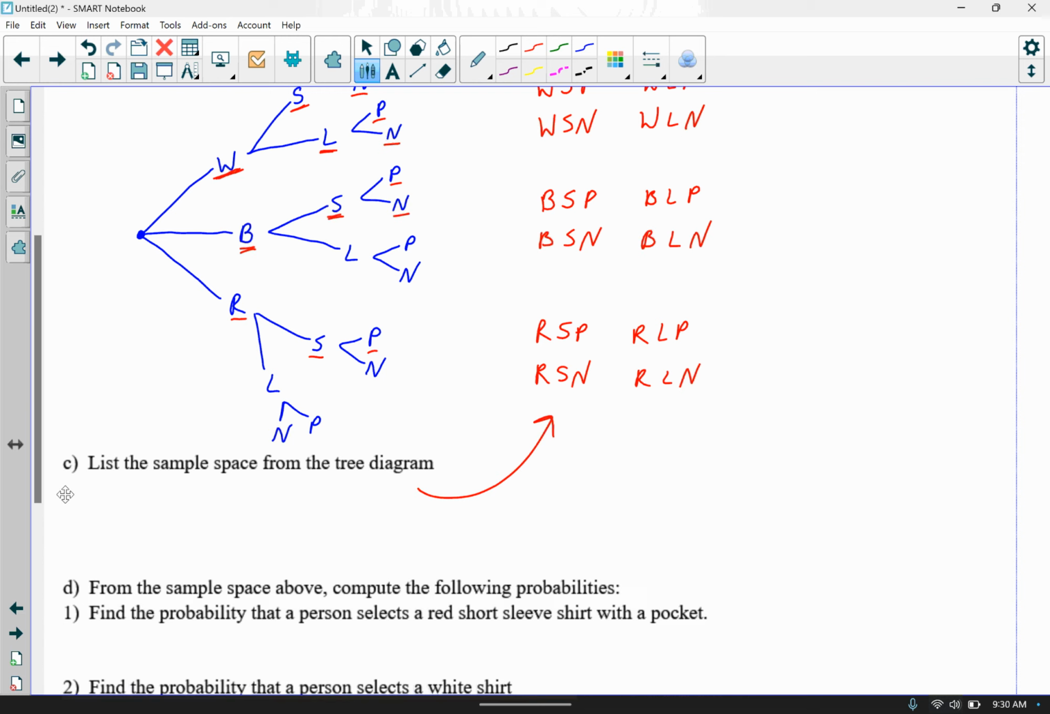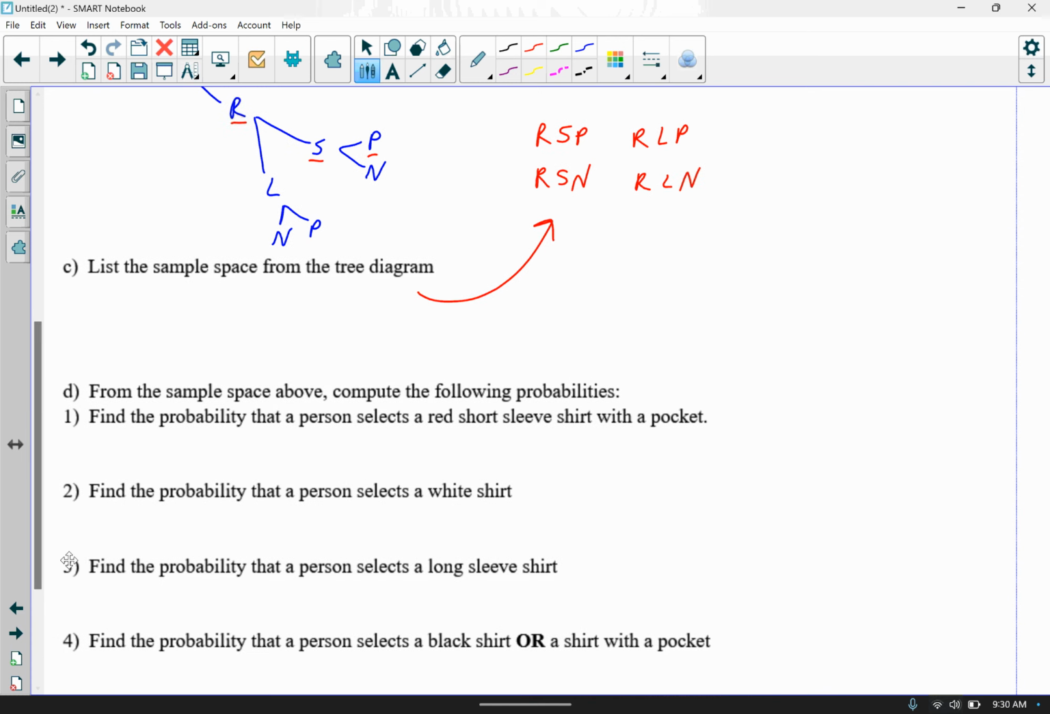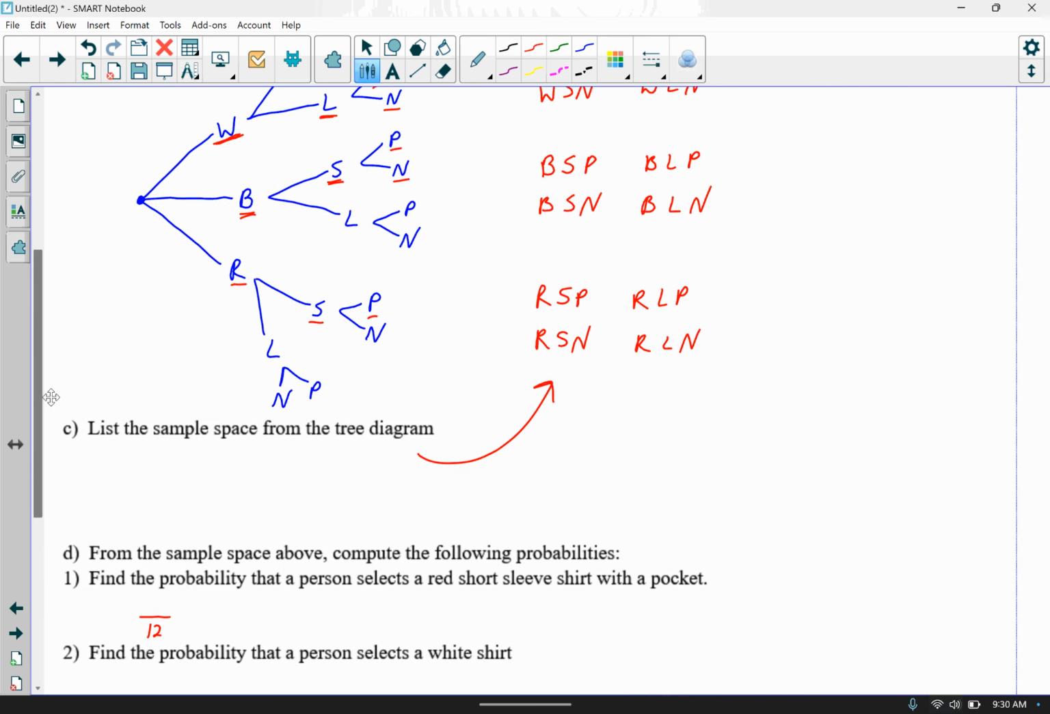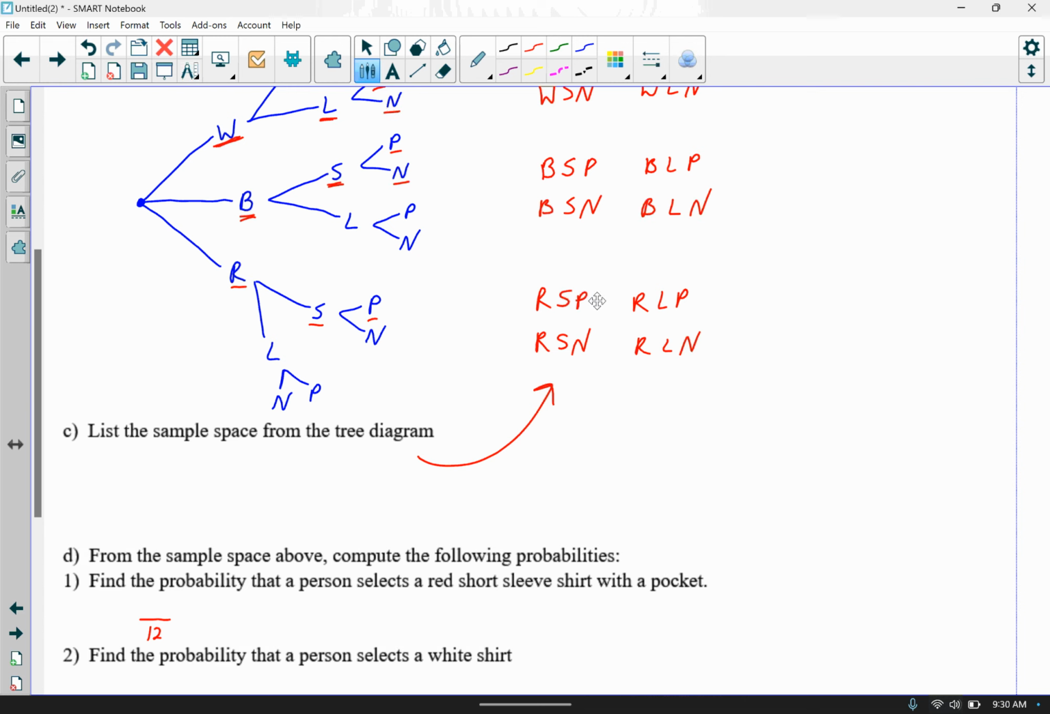All right, so part D now says, from this sample space that we've listed, find the following probabilities, okay? So now remember, probability is always the number of times that the event happens out of the total number of points in our sample space. So we know that our denominator here is going to be 12, right? Because it says, find the probability that a person selects a red short sleeve shirt with a pocket. So I come up here, red short sleeve shirt with a pocket. That only happens one time out of those 12 possibilities.